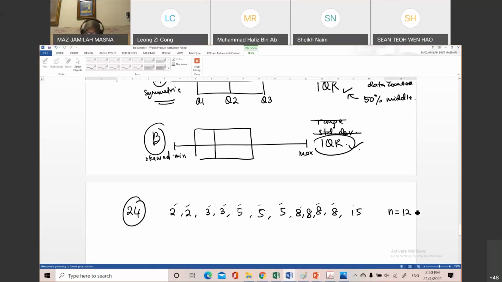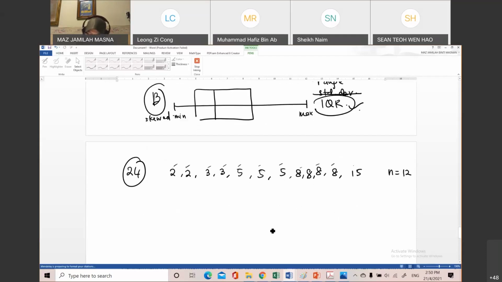Now, what is the mean? As simple as if you are calculating your mean, x bar will be the sum of all xi, where i is from 1 until 12, divided by the number of samples. So if you sum all of them, you will get 72, divided by 12, that is 6.